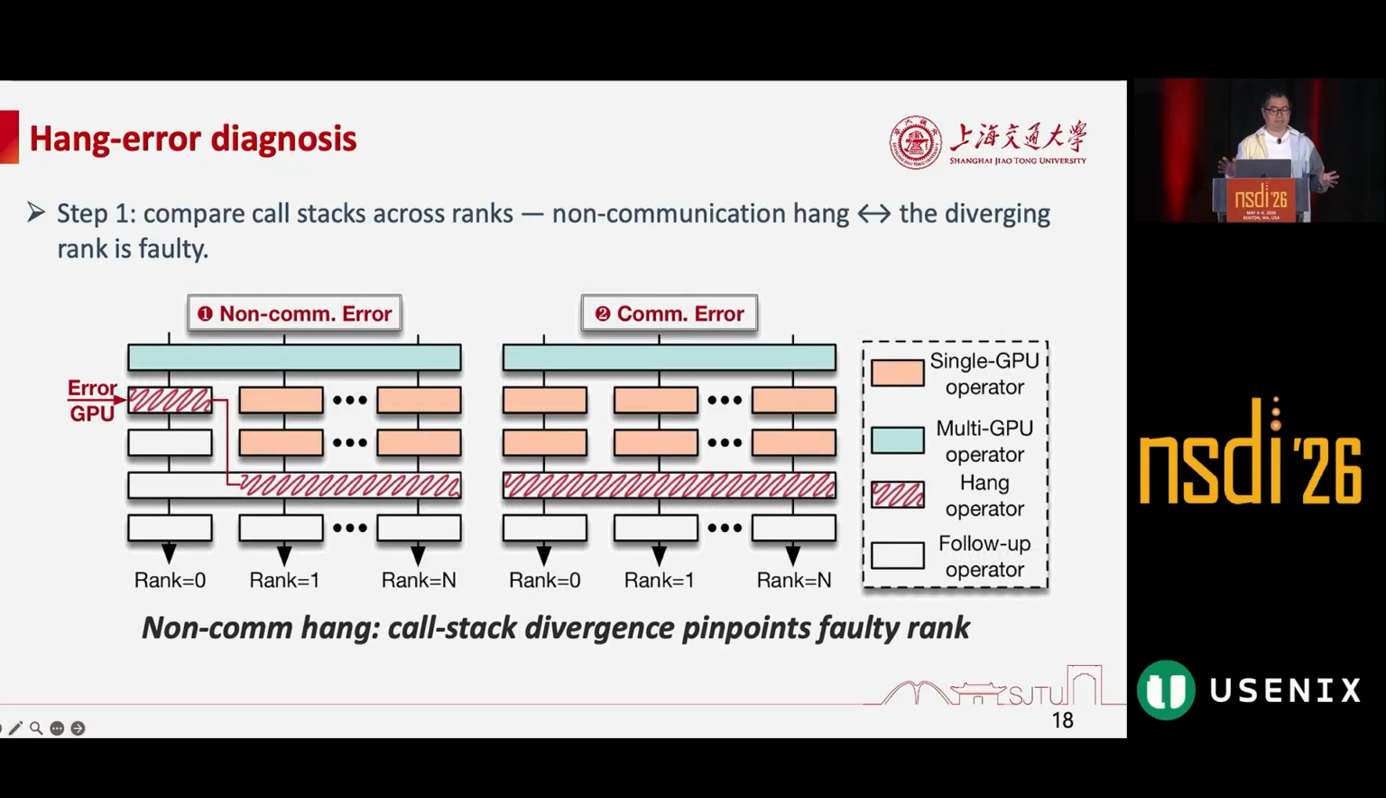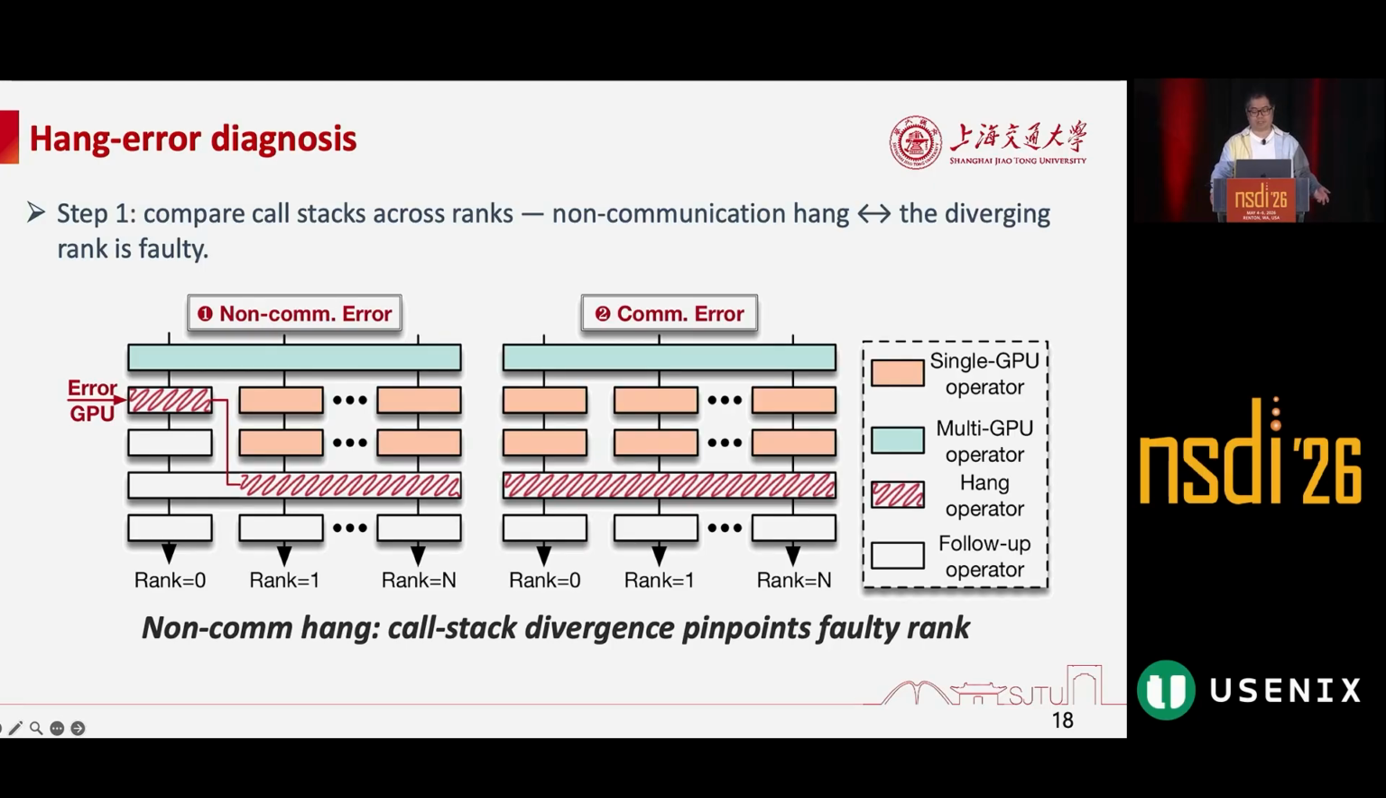Okay, now we have the complete design of FLAIR and some details. Now let's look at how we solve some important and challenging errors here. First, let's look at the hang error. Normally there are two major types of hang errors. The first one we call a non-communication error.